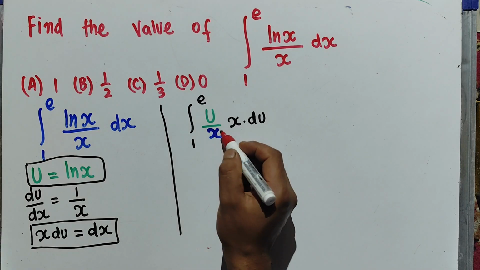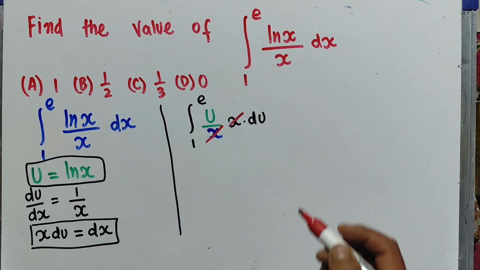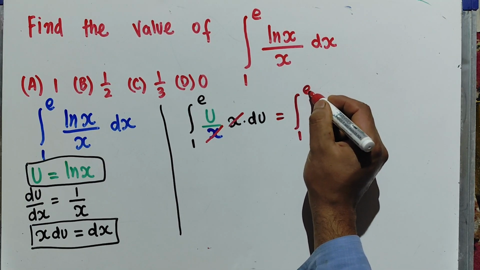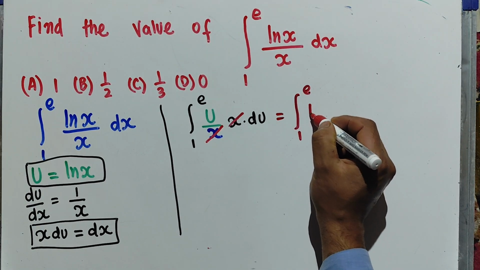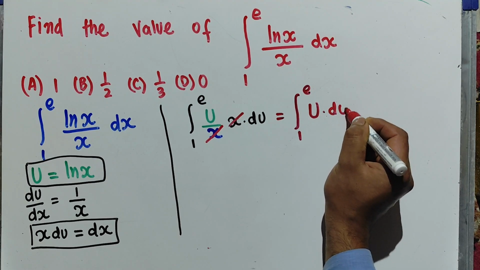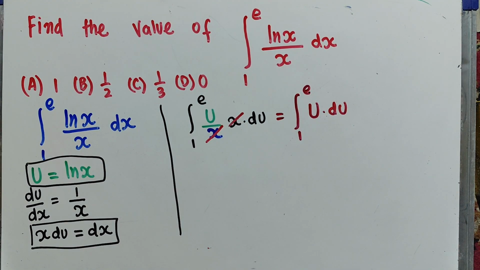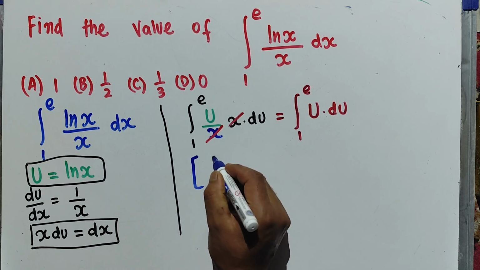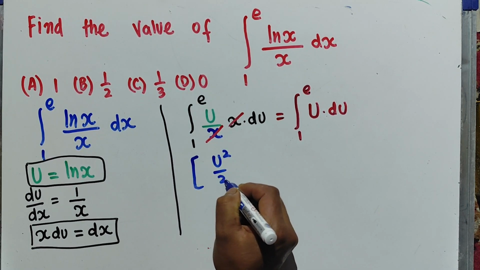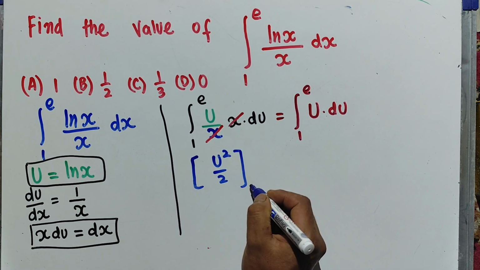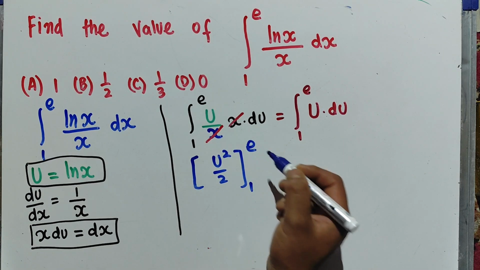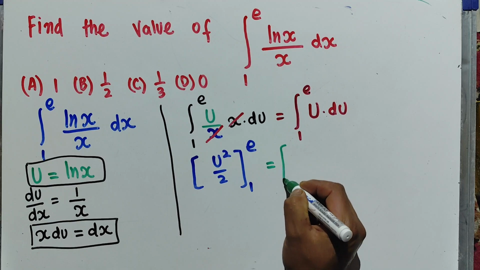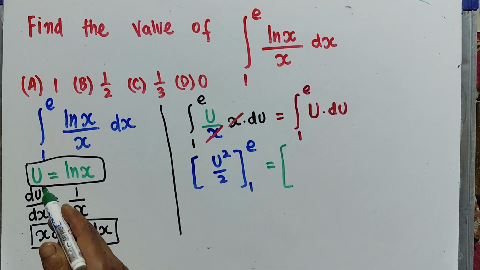Here some cancellation will happen. x and x get cancelled. We are left with the definite integral from 1 to e, where e denotes Euler's number, of u times du. Now we can easily find the integral of u. The integral of u will be equal to u square upon 2, and we evaluate it from the lower limit and upper limit.